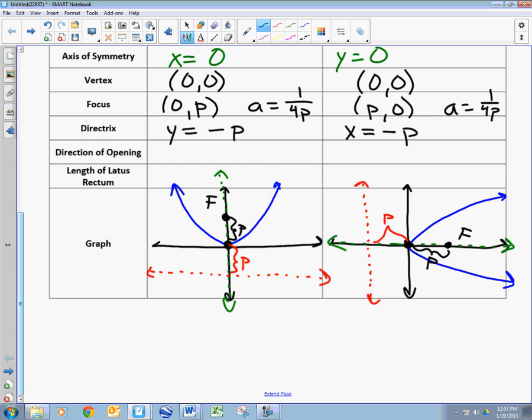Okie dokie. Direction of opening. If A is positive, then the parabola goes which direction? Up. If A is negative, then the parabola goes down. What do you think it is for the next set? Yes, if A is positive, it goes to the right. If A is negative, it goes to the left.